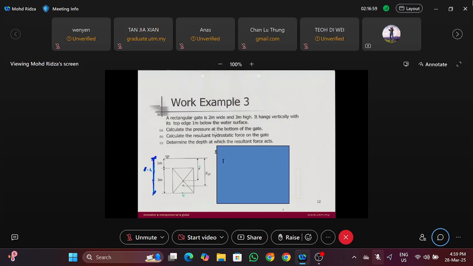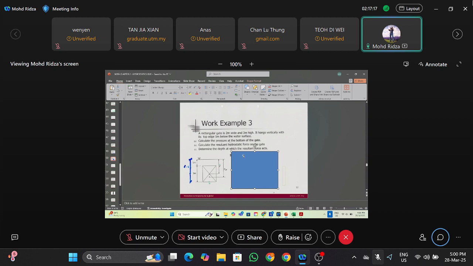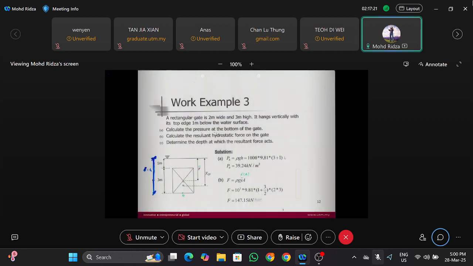Rho gh, which is 1000 times g times h. H is 4 meters, because it's 4 meters submerged. I think I should just show the solution. So you calculate rho gh, and you get the pressure at the bottom is 39.24 kilonewton per meter square or kilopascal.